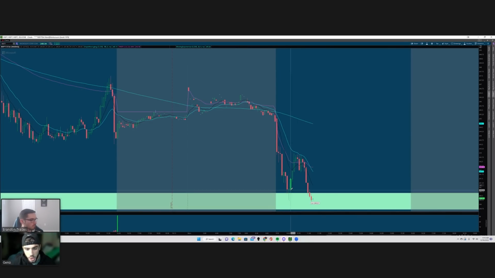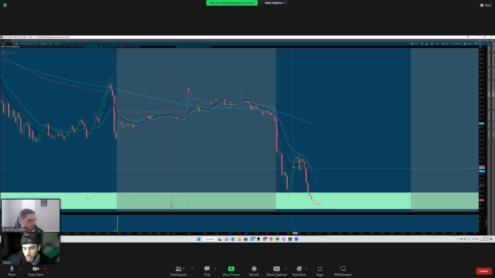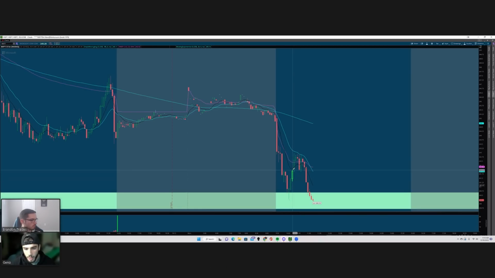I entered my full position just for a scalp, and we saw a nice three to five 5-minute candles up, and I took most of my position off at this 242, and then let a few contracts ride, and then I took it off at the VWAP.